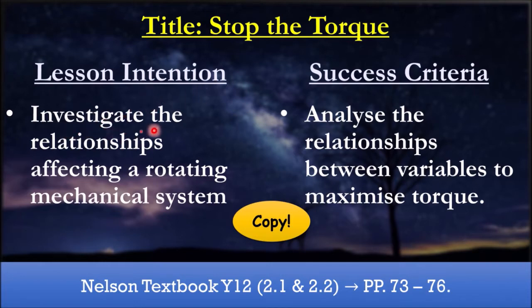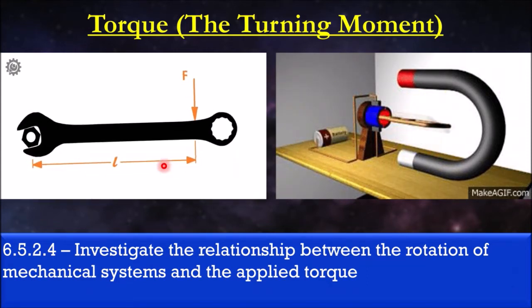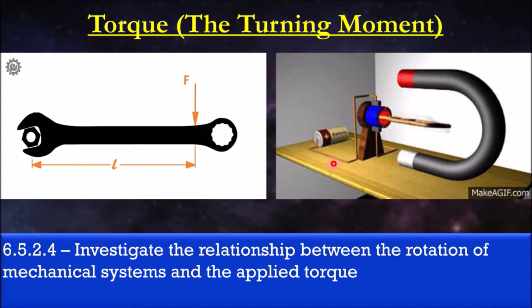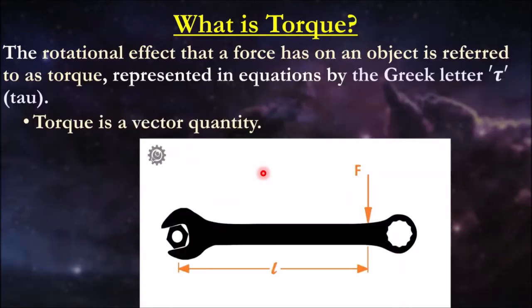Our lesson intention is to investigate the relationships affecting the rotation of a mechanical system, so how things rotate, and we're going to analyze the relationships between variables to maximize our rotation, or what we call torque. So torque is about the turning moment of an object. There are only a couple of variables involved, so let's go through it. We can also apply this to AC and DC motors and generators, using the same concept that we talk about here.